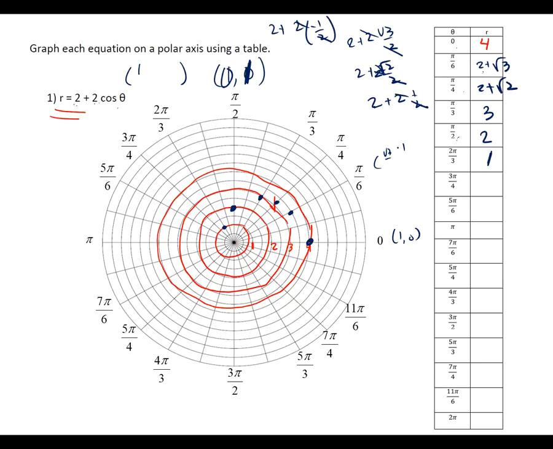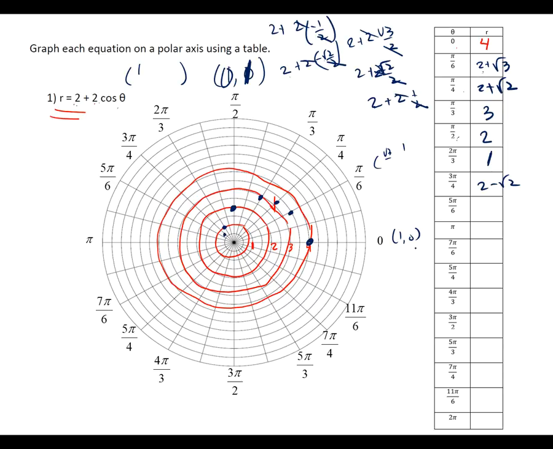Alright, 3 pi over 4. Okay, so we need the cosine of 3 pi over 4. Negative square root of 2 over 2, so I got 2 plus 2 times negative square root of 2 over 2. These are going to cancel. All right, so now I've got 2 minus 1 point something, right? So am I going to be bigger than 1 or less than 1? I'm going to be somewhere less than 1, right? So I'm going to probably come in just a little bit more. So again, I'm going to estimate.